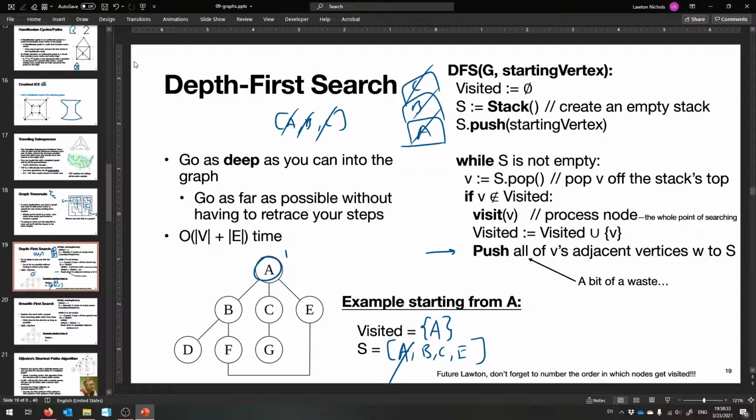Okay, so are you ready? Now we do the whole thing all over again. I'll show you why this is a bit of a waste in a little bit. It should become apparent. So now we're back at this loop. Well, the stack's not empty. It's got 3 things in it now. Let us pop stuff from it.